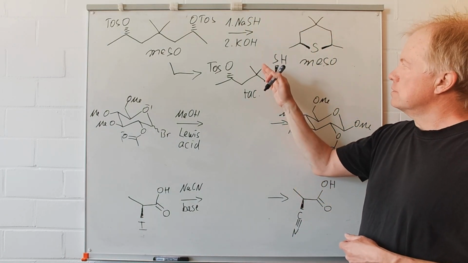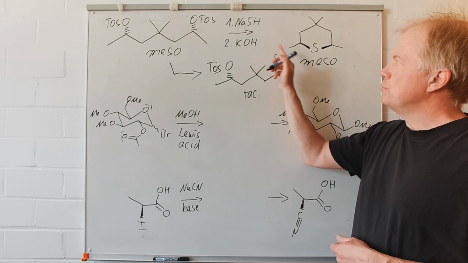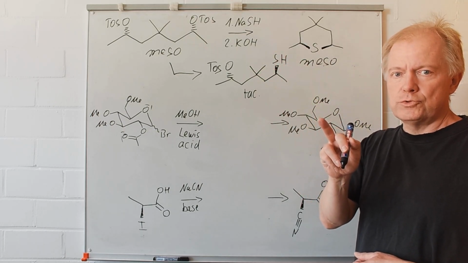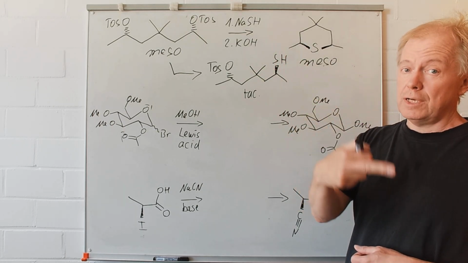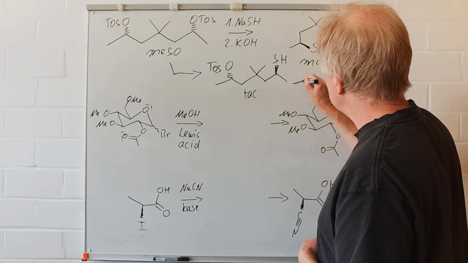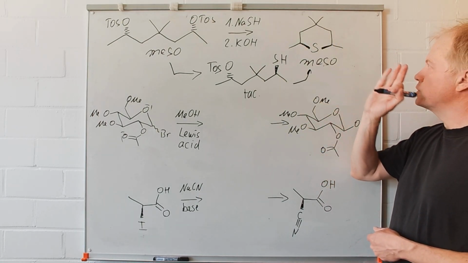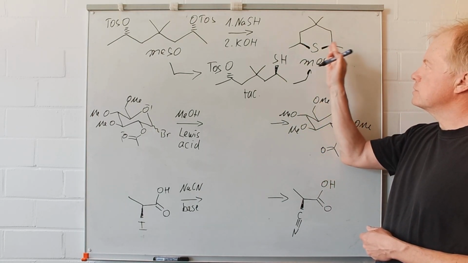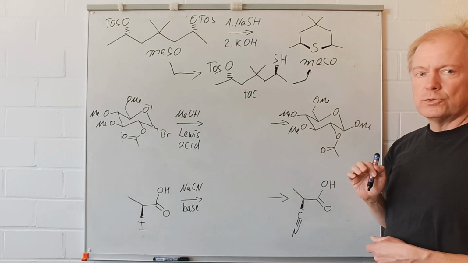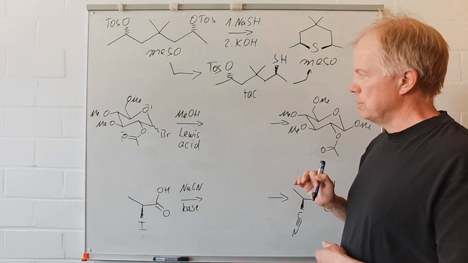And in the second step, the thiol is deprotonated and a second nucleophilic substitution will take place intramolecularly, again with inversion, and therefore with an extraordinarily high selectivity we will obtain the meso product. Second example.